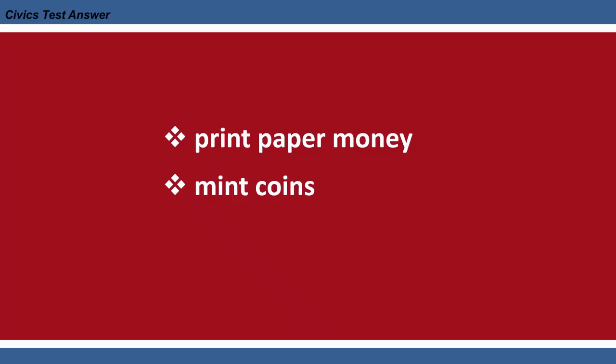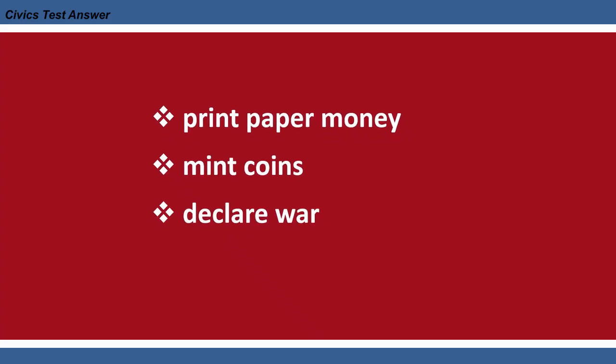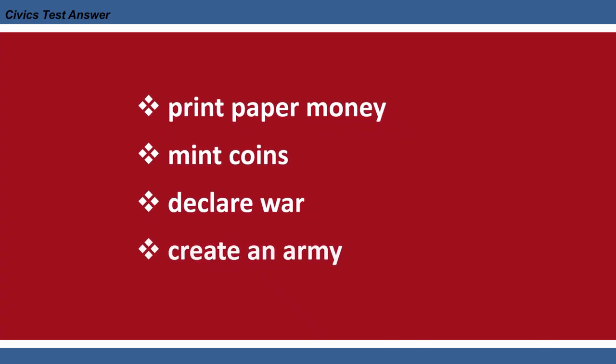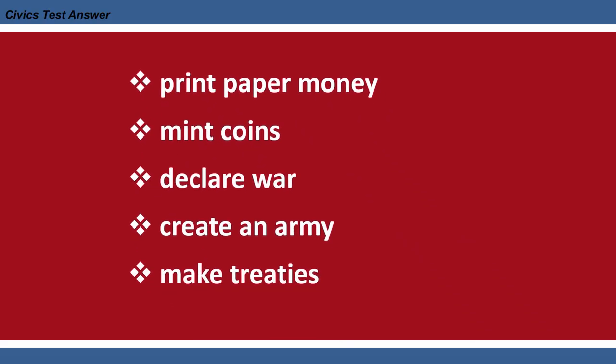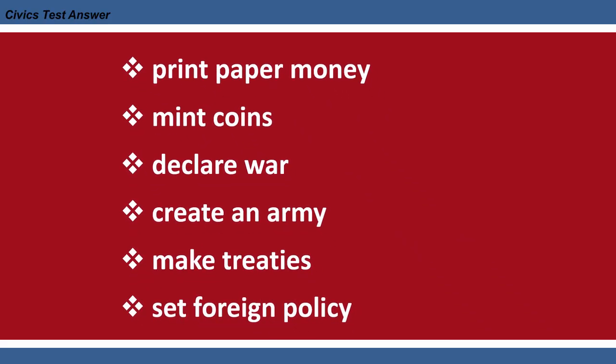Other powers of the federal government described in the Constitution are the power to declare war, the power to create an army, the power to make treaties, and the power to set foreign policy.